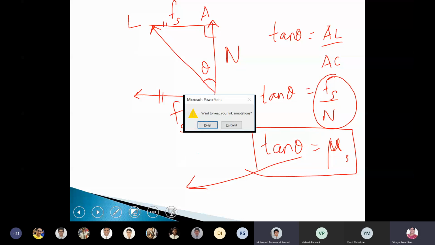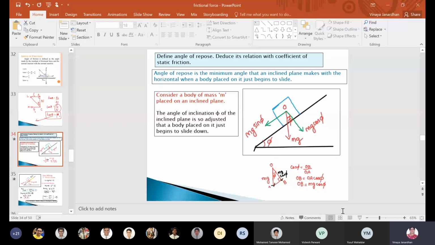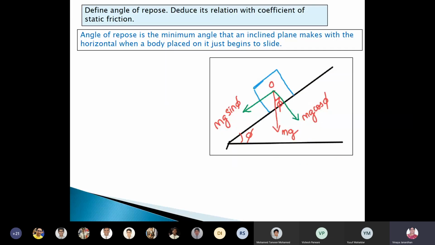Next, we'll go for the next one. Next one is angle of repose. We'll see what is angle of repose. Then just write the question, boys. This is how the question will be, and it might go for three marks. A 3-mark question.